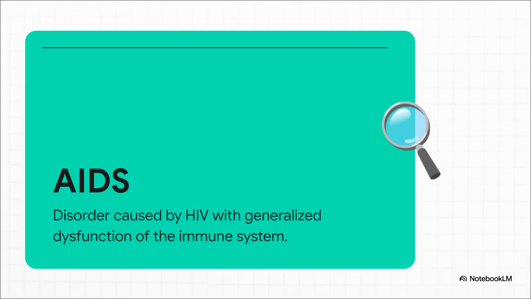Now, this brings us to a massive distinction you absolutely have to make on your exams. The virus, HIV, causes the progressive immune destruction, but AIDS, that's the syndrome diagnosed when that generalized immune dysfunction actually allows specific, severe, opportunistic illnesses to take hold. You really got to know the difference between just having the virus and progressing to the actual syndrome.